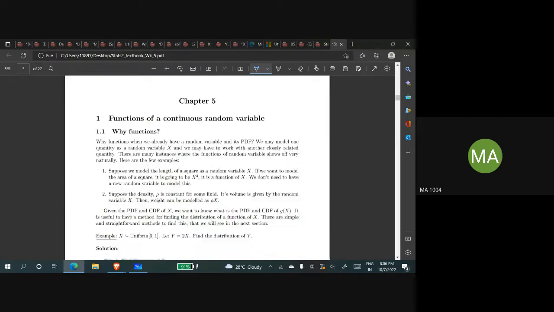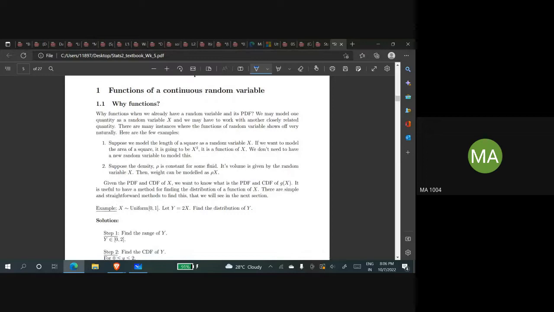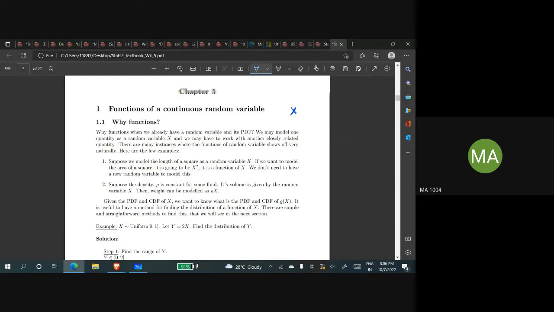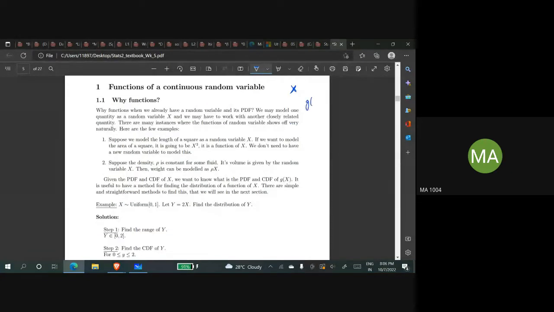Let's start with function of random variable. Why do we really need a function of random variable? We already have a random variable x, right? Since we already have a random variable, and if we know its distribution, its PDF and all that, we can define another random variable in such a way that it is just a function of this random variable, let's say g of x.